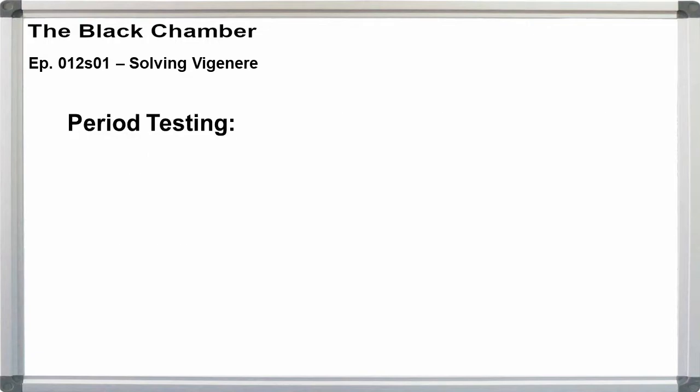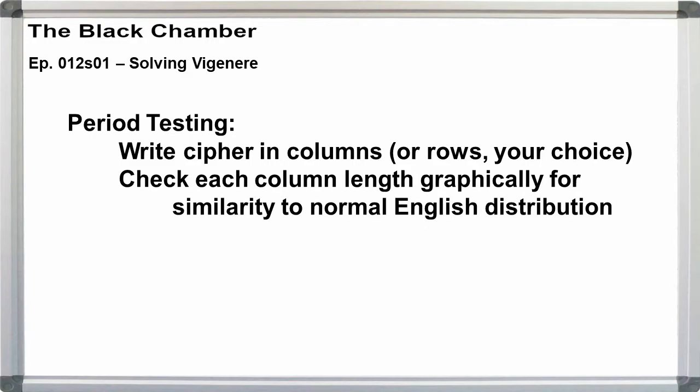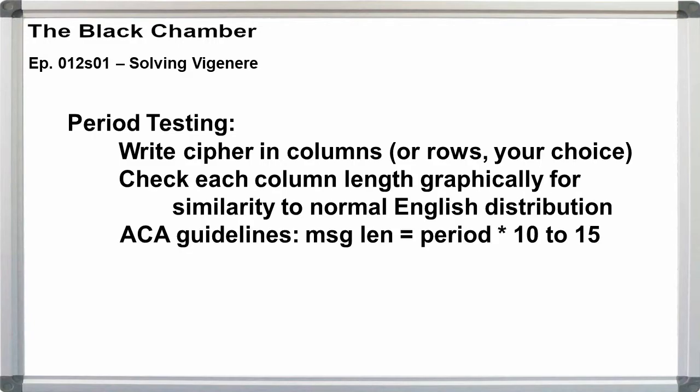We'll start with period testing. This simply means that we write the cipher in columns or rows, whichever you prefer, as if we know what the period is. The ACA guidelines state that the cipher length is period times 10 to 15.